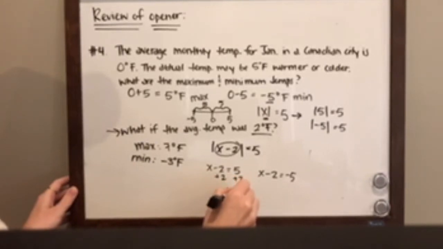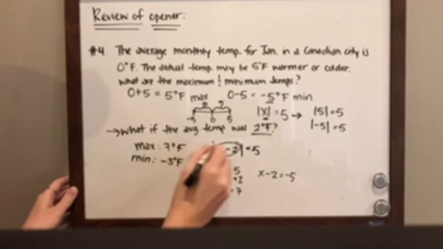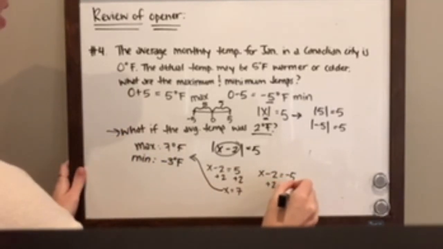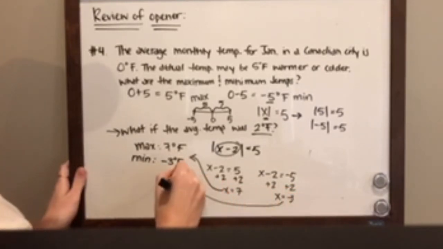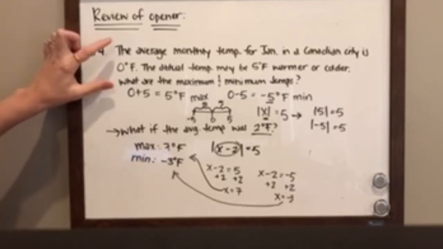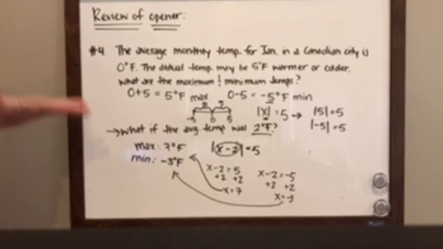If I solve for x here, I do that by adding 2. I get x equals 7, which came from this answer. If I add 2 here, I get x equals negative 3, which is what I got as my minimum. So this is a way that we can translate a word problem into an absolute value problem. This is also going to help us as we move forward with solving absolute value equations.